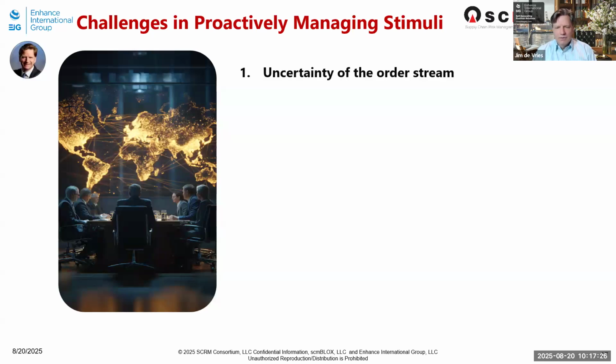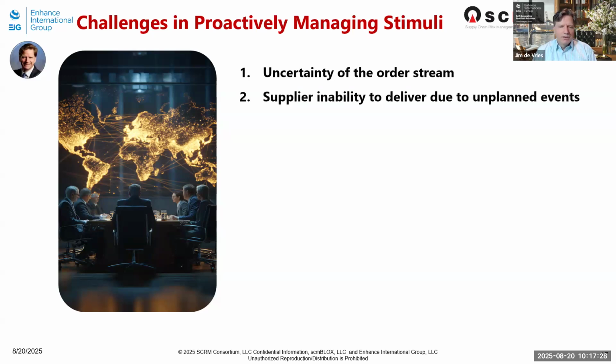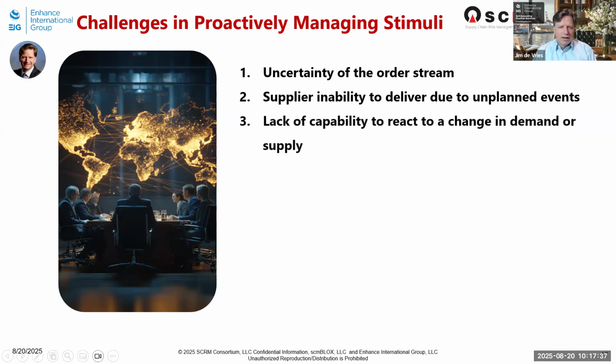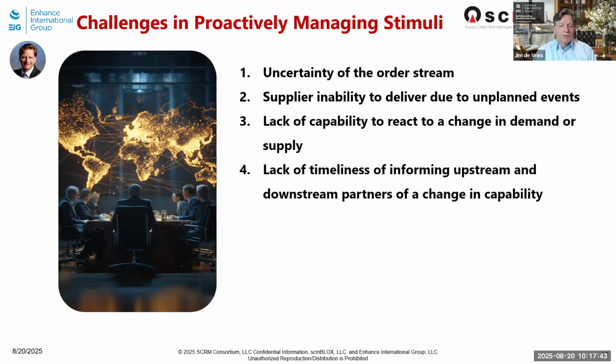With that, the next thing we looked at is what are the challenges in proactively managing stimuli? Uncertainty of the order stream. We may not know what that is. The supplier's inability to deliver due to unplanned events. These are very common challenges. Lack of capability to react to a change in demand or supply. Lack of timeliness of informing upstream and downstream partners of a change.